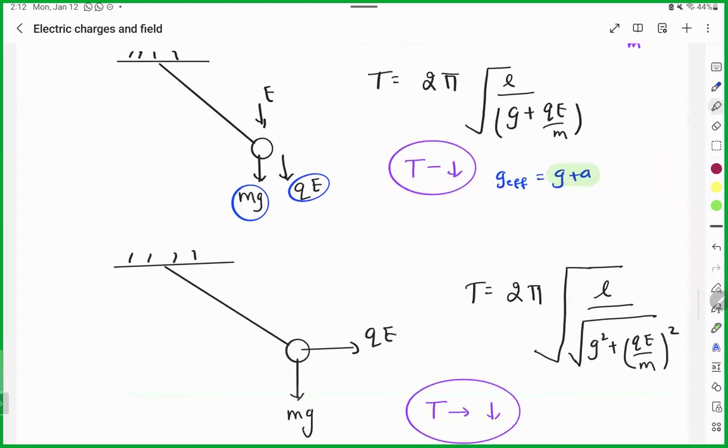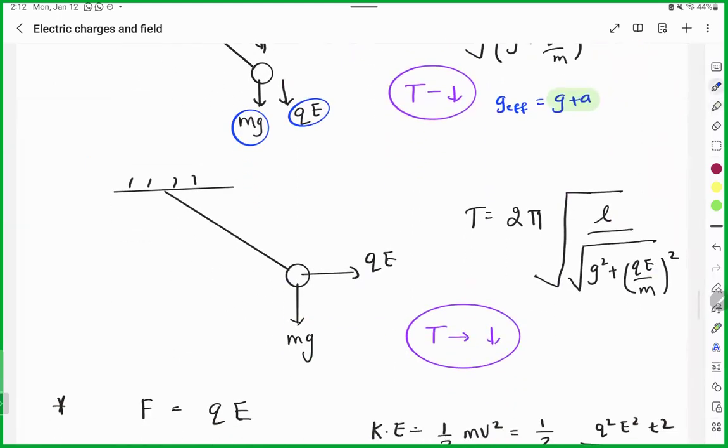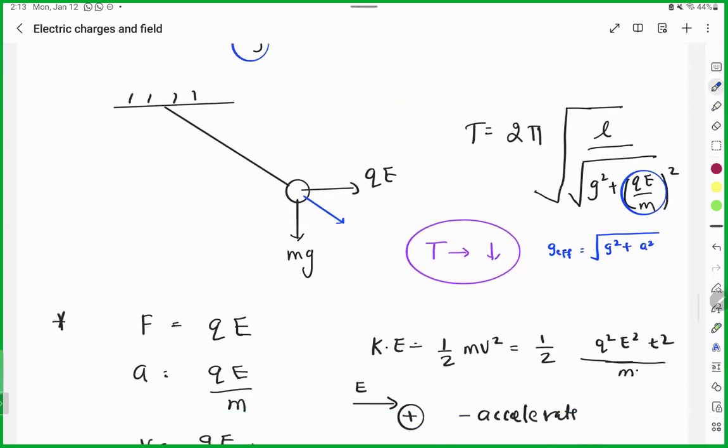Okay, if they are acting perpendicular to each other, in this situation the net force will act in this direction. So how will you calculate your G effective? G effective is under root G square plus A square. Here A value is QE by M. Understood? Why? Because both are perpendicular to each other. That's why we are using this square under root form. So we use the square under root form only when they are perpendicular to each other.